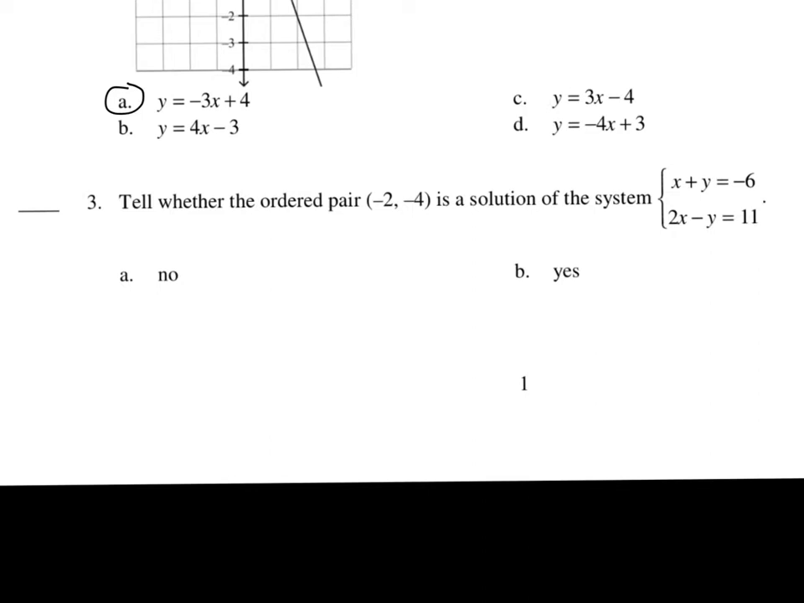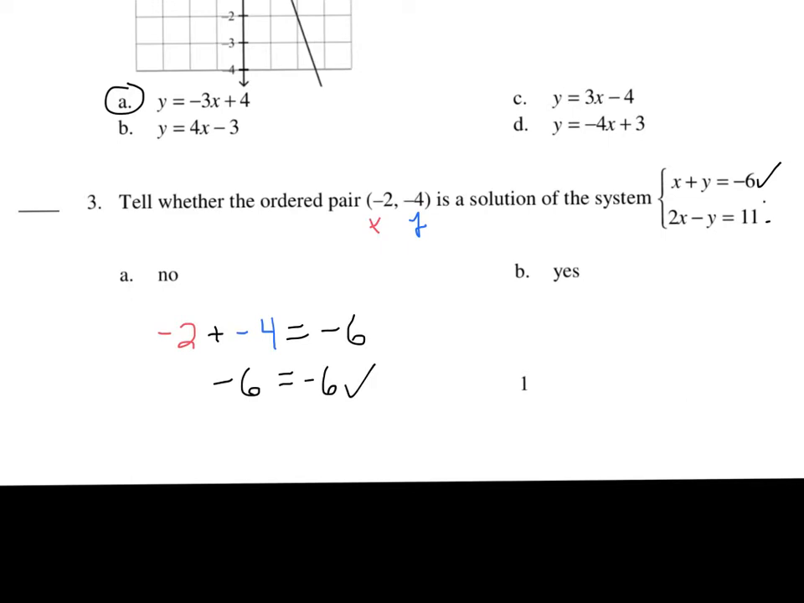To tell whether or not this ordered pair is a solution to that system, we're going to take x and we're going to take y and plug them into each equation. So we're going to have negative 2 plus negative 4, because that's what y is, and we're going to see if that equals negative 6. And negative 2 plus negative 4 is negative 6. So in the top equation, it works.